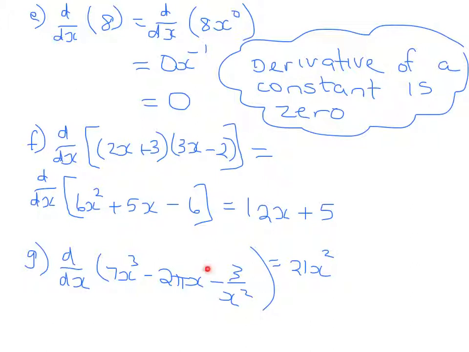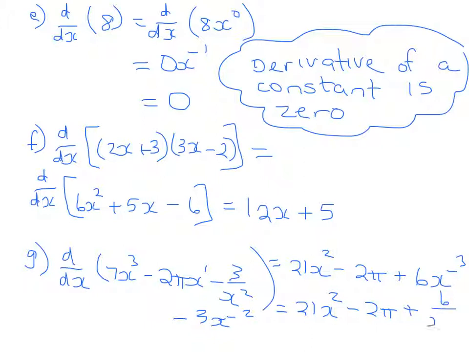Now, there's a 1 there, isn't there? Maybe I should write the 1 there. So it's 1 times 2 pi is just minus 2 pi x to the 0, which is 1. And then this last term here, I'm going to rewrite that as a minus 3x to the minus 2. And if I multiply those two numbers, I get a plus 6x to the minus 3, which needs to be written back as a fraction. Plus 6 on the top and an x cubed on the bottom.